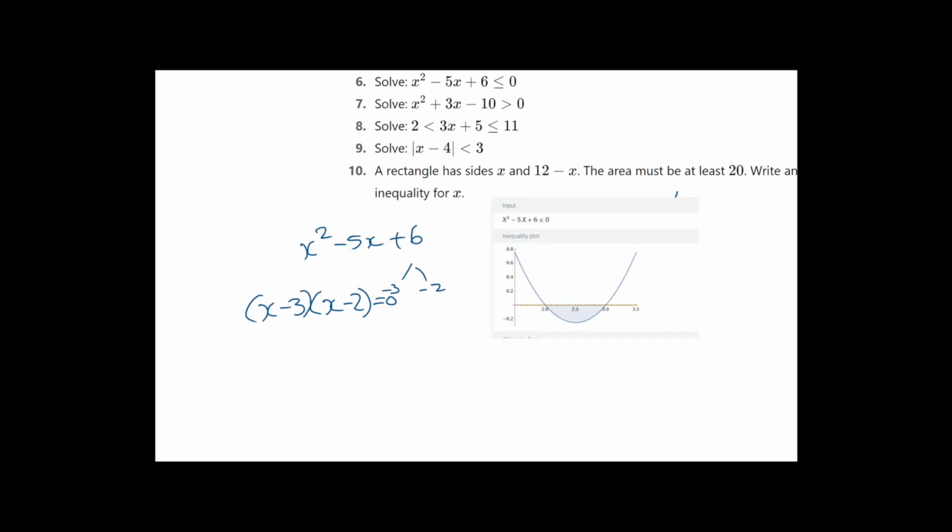I did a quick little graph there, and what that tells us is that this is less than 0, and the x-axis is when y equals 0. Between 2 and 3, there's positive 2 and positive 3, so everywhere there is below the x-axis, so that's less than 0. Okay, we might need to do the same for the next one.